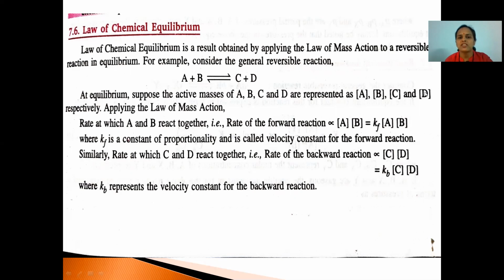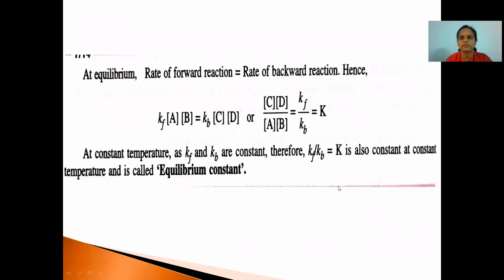Similarly, the rate at which C and D react together, that is, the rate of the backward reaction, is proportional to the active mass of C into the active mass of D. On removal of the proportionality sign, a constant of proportionality is put there, represented by Kb. So the rate of backward reaction is equal to Kb into [C] into [D], where Kb represents the velocity constant for the backward reaction.